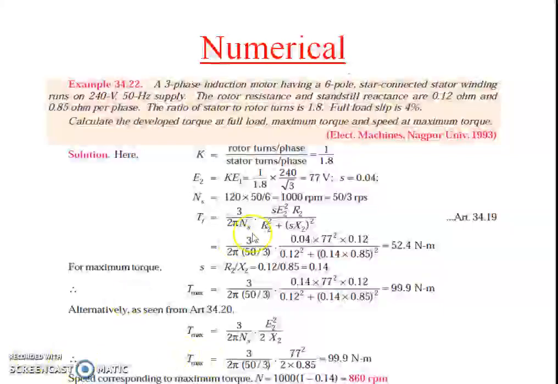So here they have this Ns, the synchronous speed. By using the formula Ns equals 120 F divided by P, where F is the frequency and P is the number of poles, they have given 6 poles. So I got 1000 RPM.